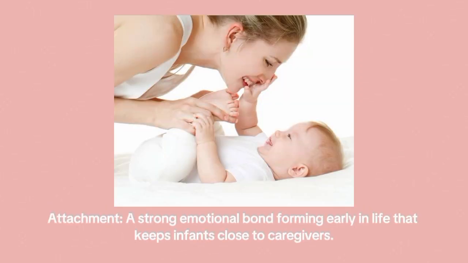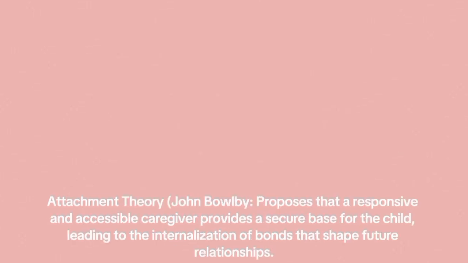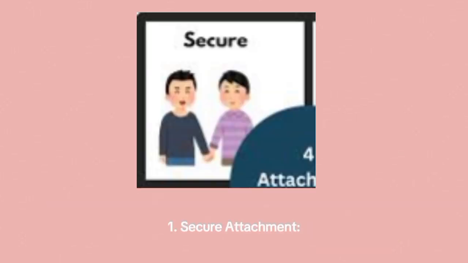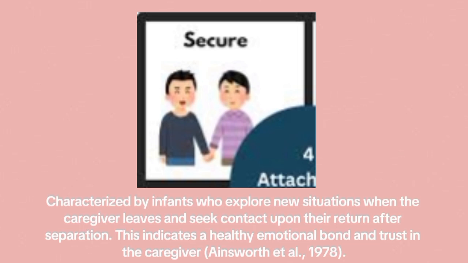Early socio-emotional development, attachment. A strong emotional bond forming early in life that keeps infants close to caregivers. Attachment theory. John Bowlby proposes that a responsive and accessible caregiver provides a secure base for the child, leading to the internalization of bonds that shape future relationships. Attachment styles in infancy. 1. Secure attachment. Characterized by infants who explore new situations when the caregiver leaves and seek contact upon their return after separation. This indicates a healthy emotional bond and trust in the caregiver.